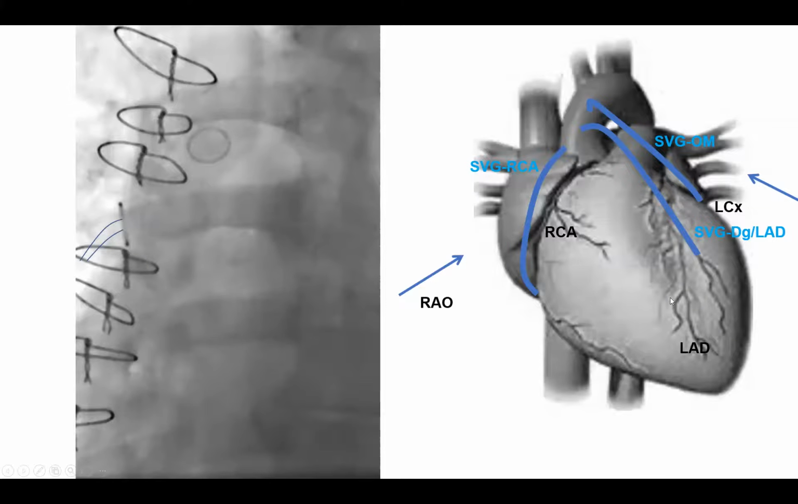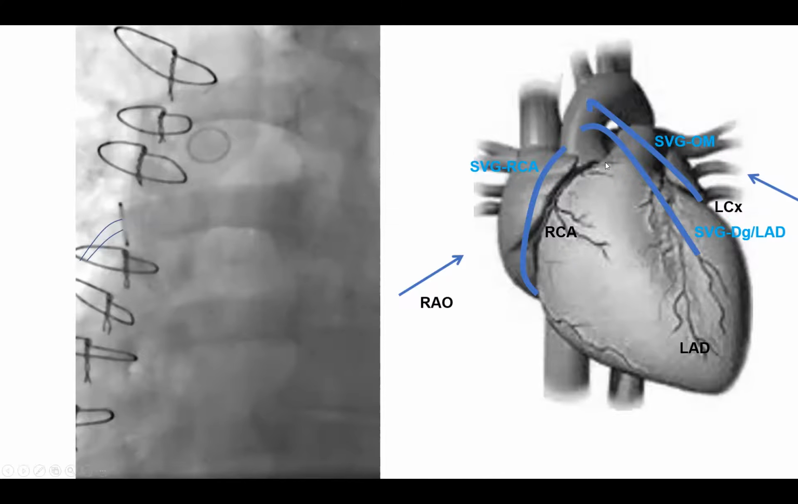So we discussed the view we need is an LAO view. And this is an LAO view. Look how the marker is becoming like a straight circle. Okay, that's how you want that LAO to be. And you aim your catheter toward that straight circle and the ostium.